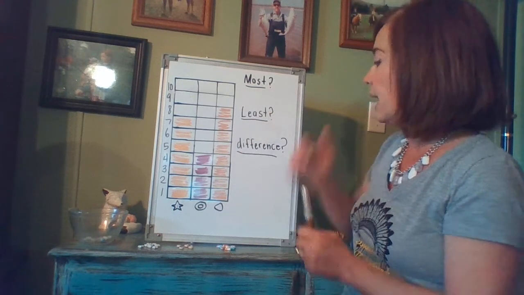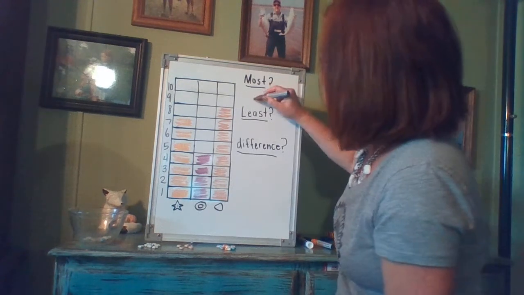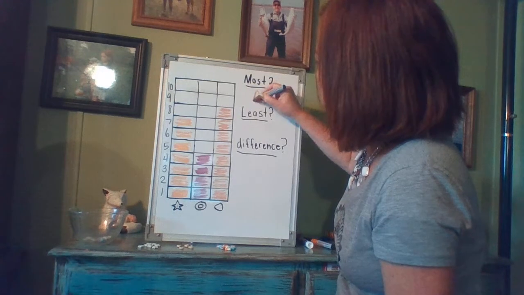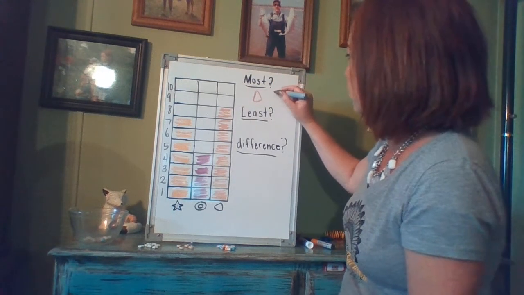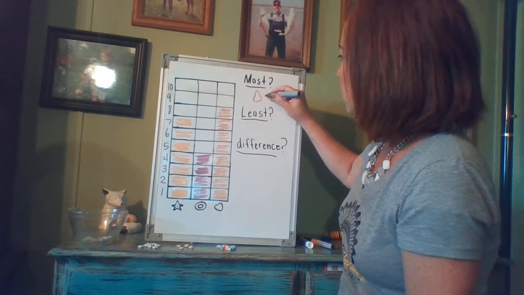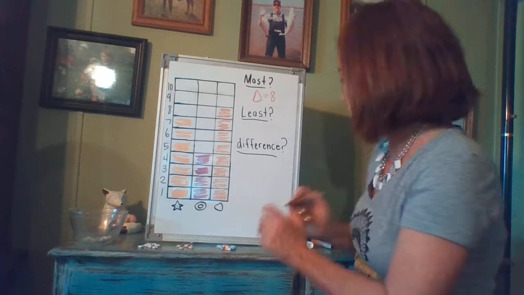It has 8. So I'm just going to draw a little triangle shape because that's what the shape of most of my marshmallows were. So the marshmallow one had the most, and I'm going to put 8. I'm going to put marshmallow equals 8 because there's 8 marshmallows.